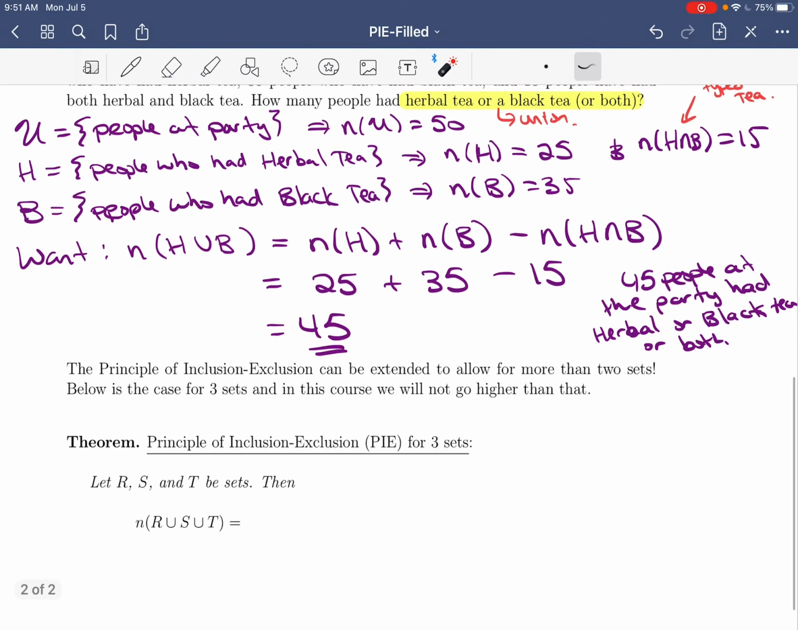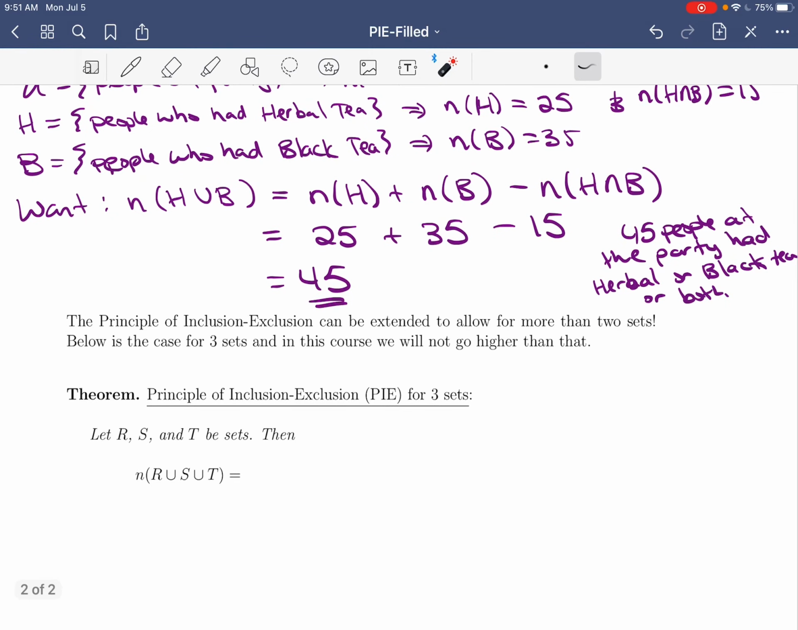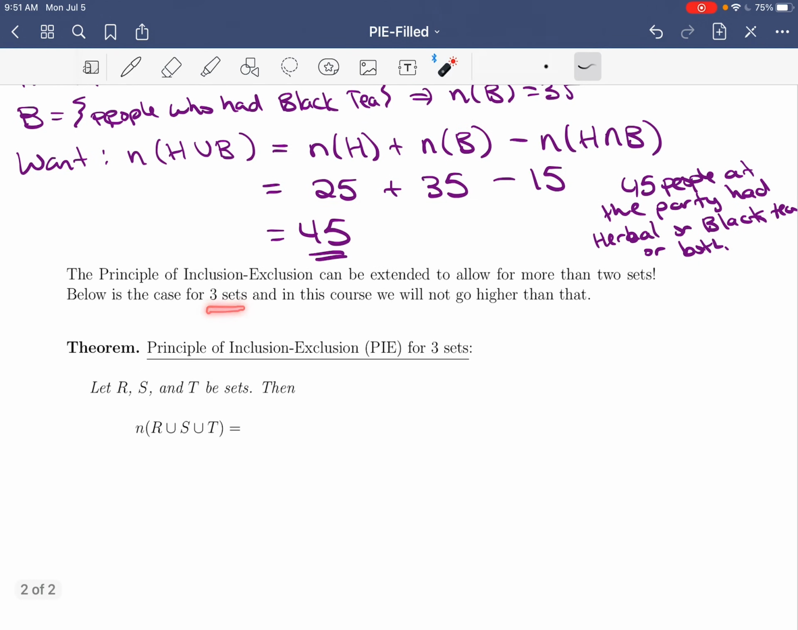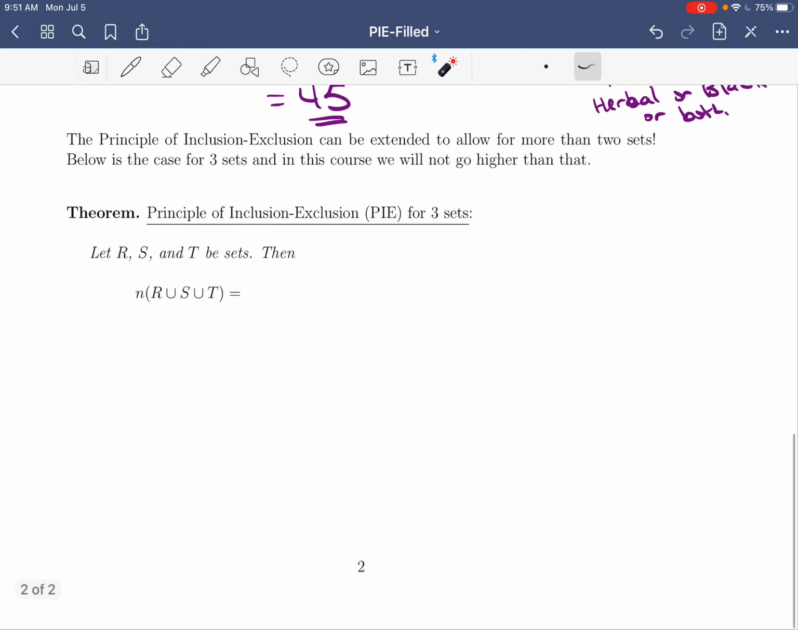So this is how we use it for 2 sets, but it actually can be extended to more than 2 sets. I'm going to give you the case for 3 sets. In our course, we're not going to go higher, but know that it can go up to as many sets as you want. For 3 sets, say we have sets R, S, and T, just any sets, and I want the union of all of them. So I want the number of things in R union S union T.